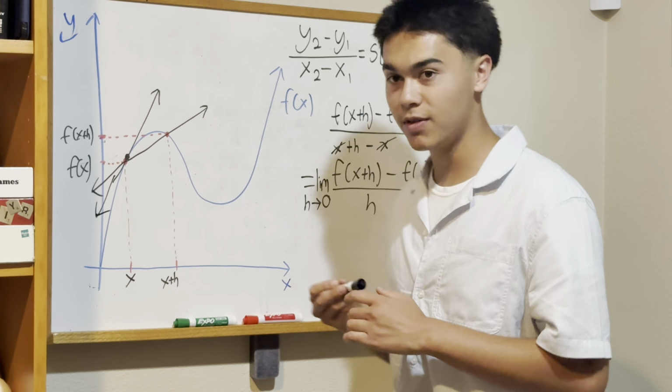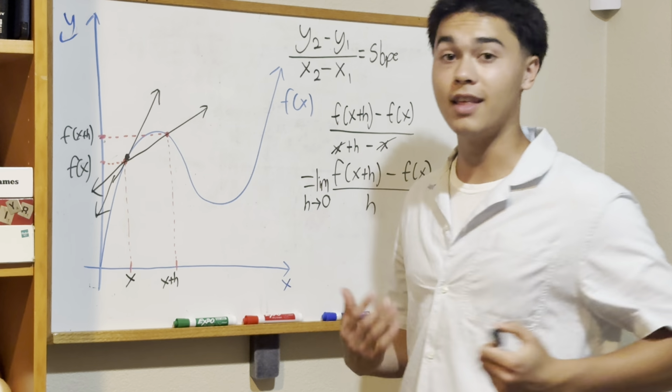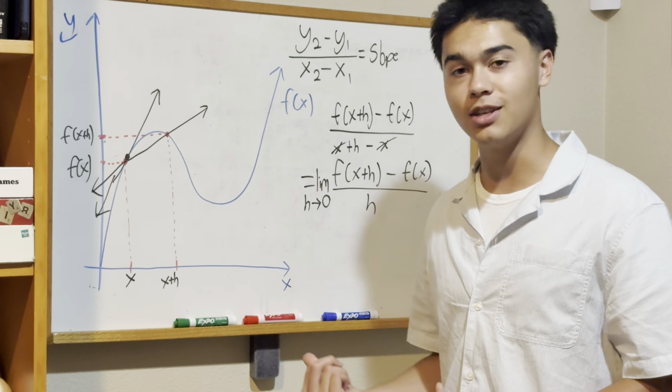So essentially the derivative calculates this slope at every single point on the graph. And that's what a derivative is and its interpretation geometrically.